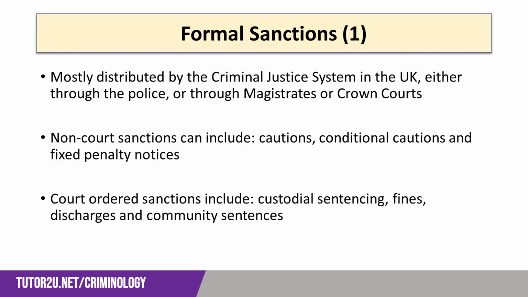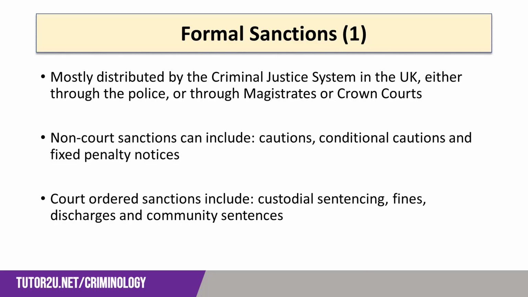Formal sanctions are given for deviance that goes against the law, and these are mostly distributed in England and Wales by the criminal justice system, either through the police, for example cautions and fixed penalty notices, or through magistrates and crown courts.